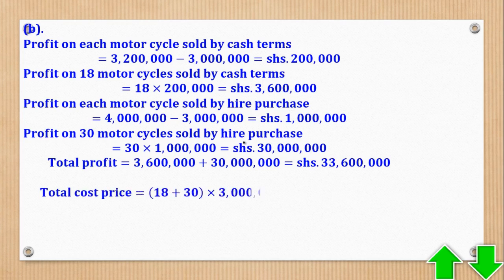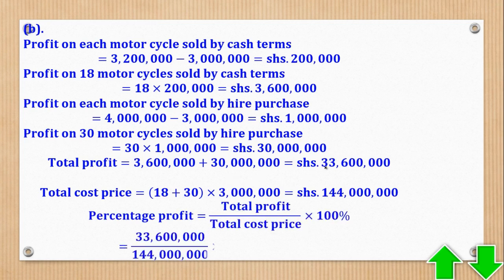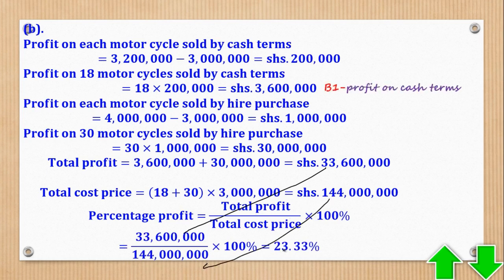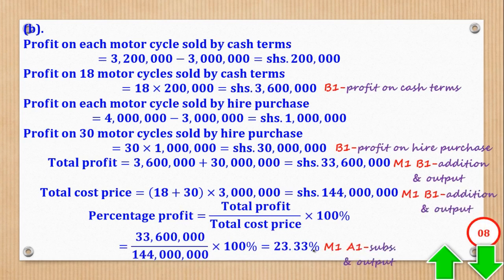But they want the percentage profit. So the total cost price is 18 for cash plus 30 for hire purchase, times the cost for each motorcycle, which is 144 million. Therefore, percentage profit is total profit over total cost price times 100. Profit is this, cost price is this, times 100 to give you 23.33. And that's what they wanted.